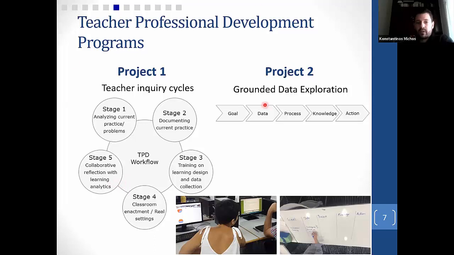In the second case and project, teachers followed a process called grounded data exploration, where they started from an initial problem or goal, and then described a case where learning analytics can be useful to solve their problems. In this case, teachers didn't implement their learning activities.